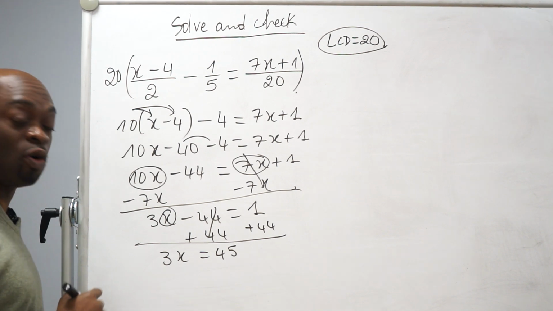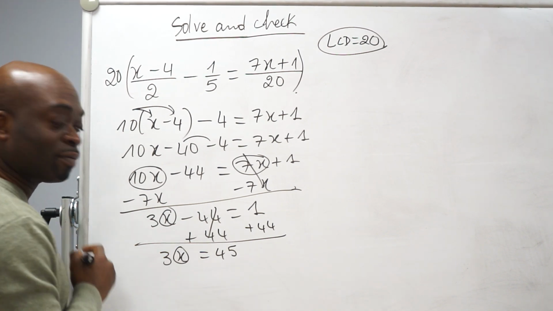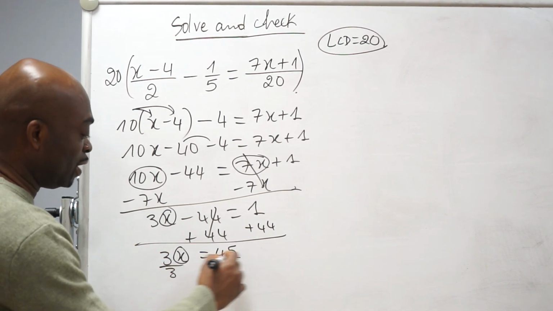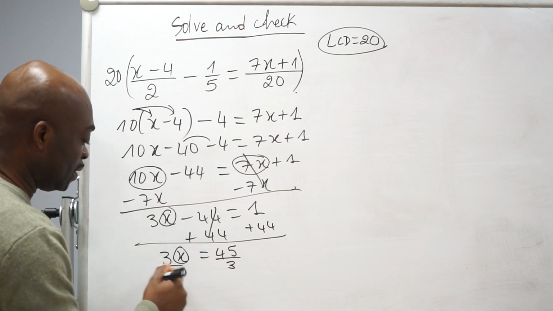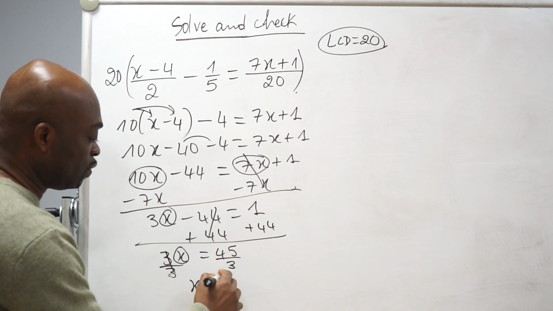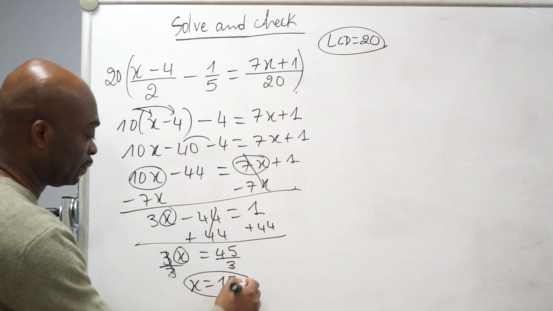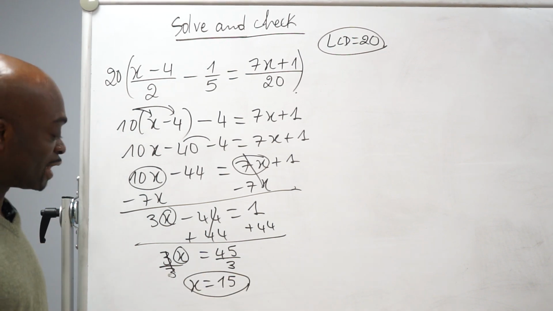And because we're solving for x, we got to divide by 3 and 3. And then we end up with x equals 15. All right? So x equals 15.